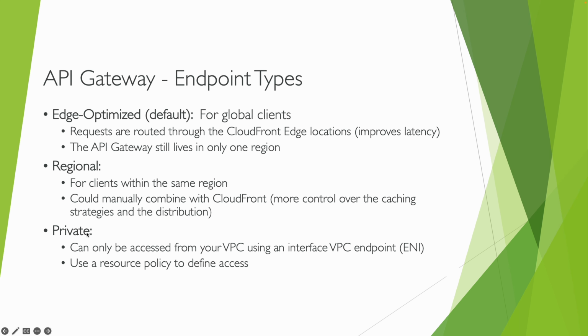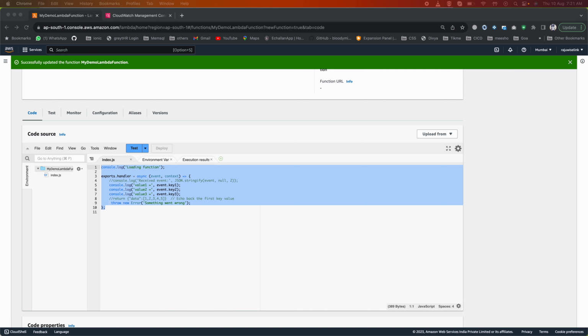And we have private endpoints. As the name suggests, this can only be accessed from your VPC using an interface or ENI. It uses a resource policy to define the access. So when you want to access your APIs or gateways only in your private VPC, then you will go with this private endpoint type. Okay, so we'll see how this API Gateway works in the AWS console.